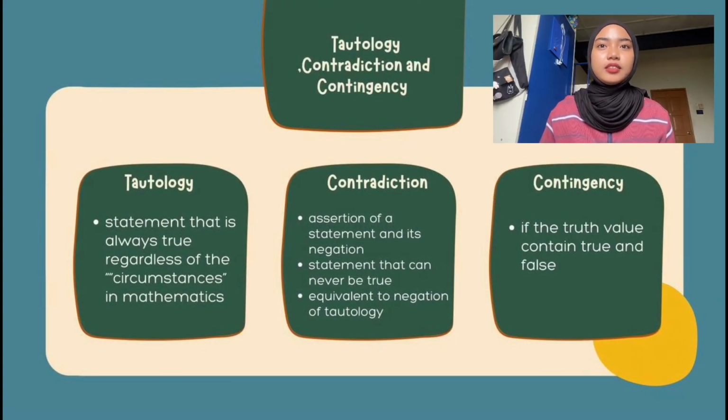Okay, so next is tautology. Tautology is a statement that is always true regardless of the circumstance in mathematics. And then we have contradiction. Contradiction is the assertion of a statement and its negation. This is a statement that can never be true, and it is equivalent to the negation of a tautology. Okay, lastly is contingency. Contingency is when the truth value contains both true and false.